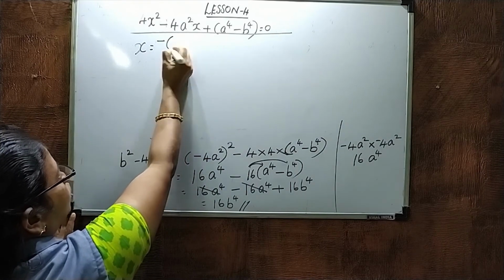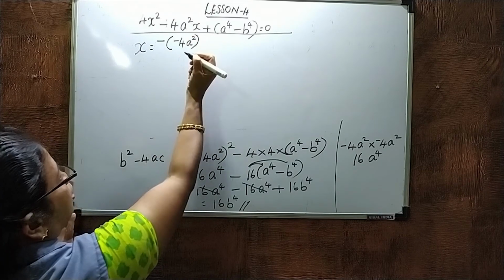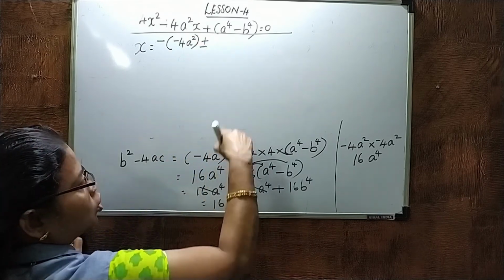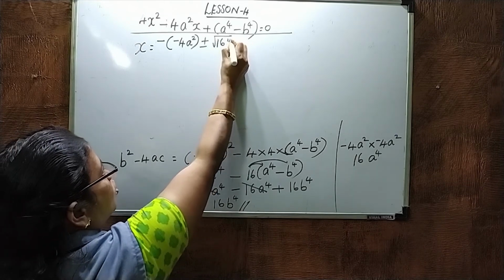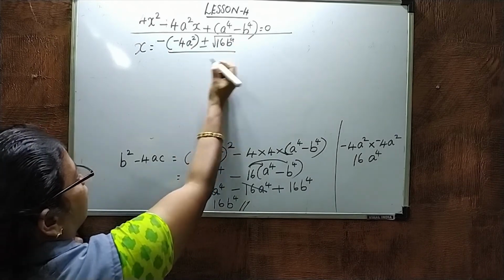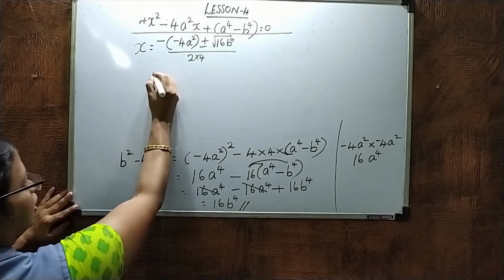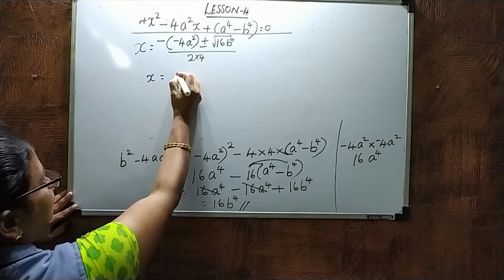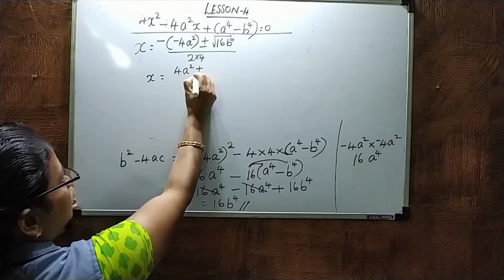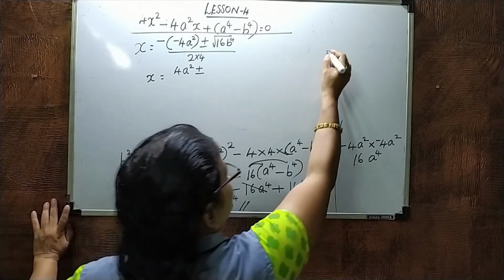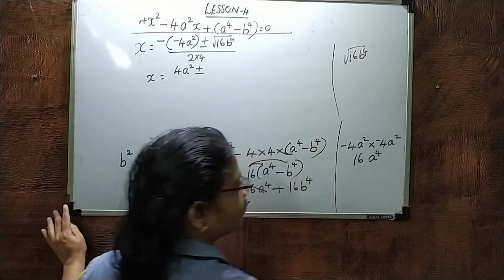Negative into negative 4a square plus or minus root of 16b raised to 4, the whole divided by 2a, 2 into 4. Right, so it will be x equals negative into negative, positive 4a square plus or minus, what is root 16b raised to 4? How will you find out this root?